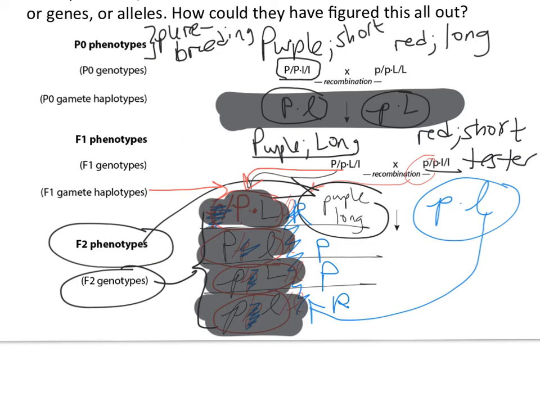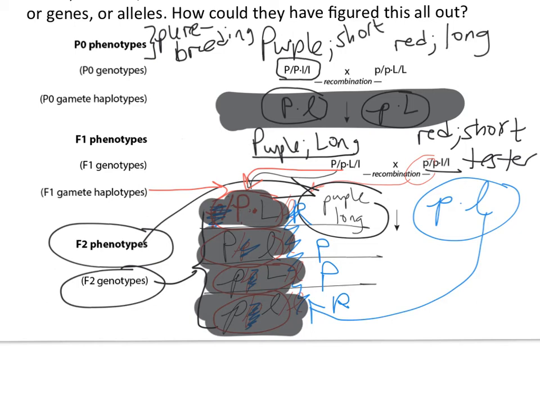We know that 100% of their gametes are going to be little p, little l in this case. So it'll always be a something-hybrid crossed to a tester. Monohybrid, dihybrid, or as we're going to see next class, trihybrid. Whether you like it or not.